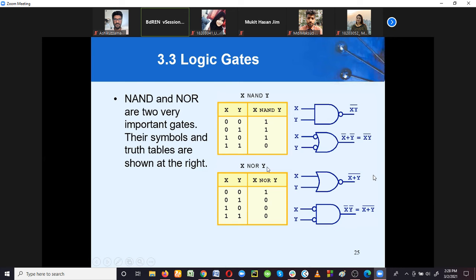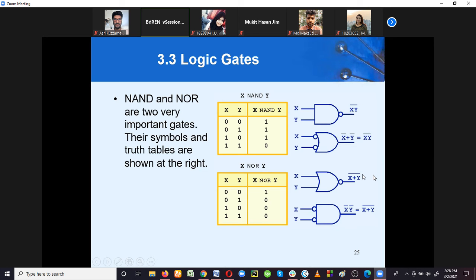Then x NOR y. NOR means OR gate plus NOT gate. That means at first you have to do the OR operation, then on the result of OR, you have to apply the NOT operation. So for x and y, at first OR, then NOT, giving (x plus y) bar.